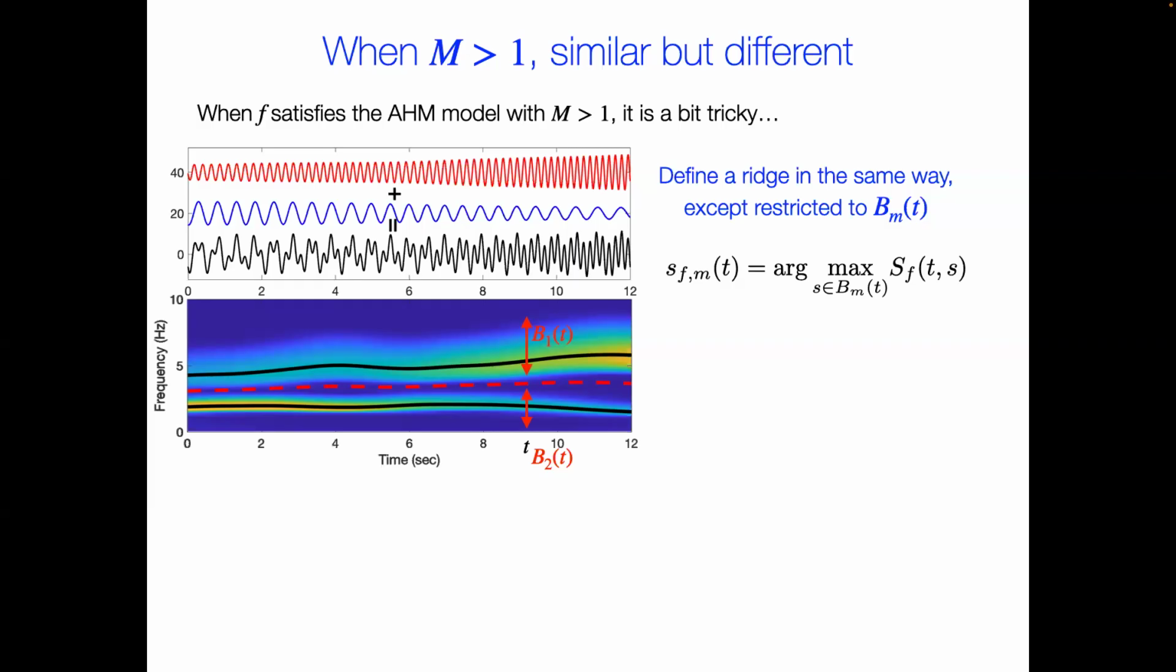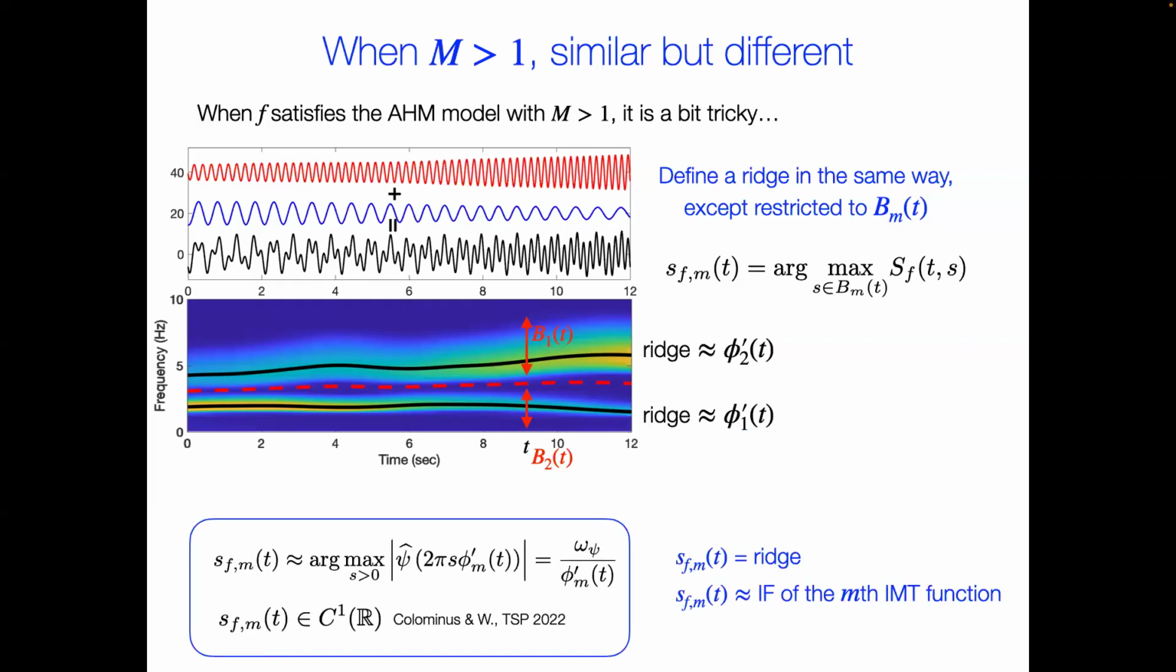And you determine the ridge. So that is how we call it the ridge. So in the end, when there are more than one oscillatory component, the ridge is actually a set-valued function. That is, there are multiple ridges on the time-frequency domain, not just one. So you can see the ridge is roughly the instantaneous frequency, or it should be B2, B1, whatever. And we have similar theorems describing that.